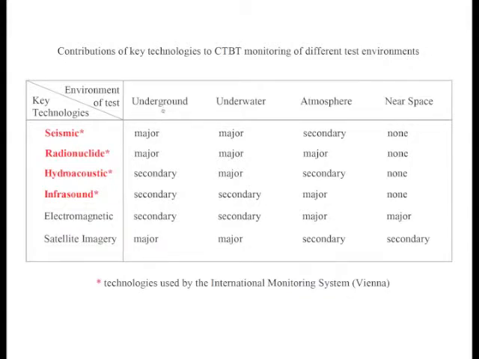So the number of technologies differ depending on the environment. If we have the environment in 4 columns here: underground, underwater, atmosphere, near space. The 4 technologies listed in red are the ones used by the International Monitoring System, and seismic is recognized to be one of the most important. But also, to answer his question, radionuclide, hydroacoustic, and infrasound are used. And of course, satellite imagery can be used. Electromagnetic pulse and other electromagnetic methods can also be used.